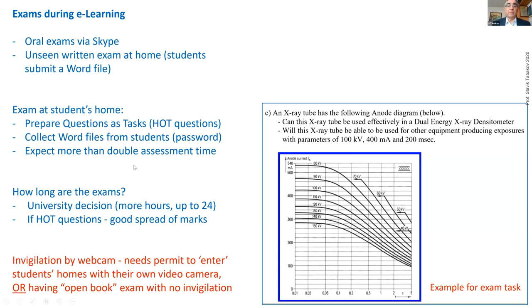When we collect the Word files, these are with password, and you have to expect double the assessment time, because HOT, high order of thinking questions, are far more difficult to mark than other normal questions. How long will one such e-learning exam take when the student is at home? This is a university decision. Normally it's 2 hours, but it could be 2 plus 2 hours. In some places, up to 24 hours for one exam.